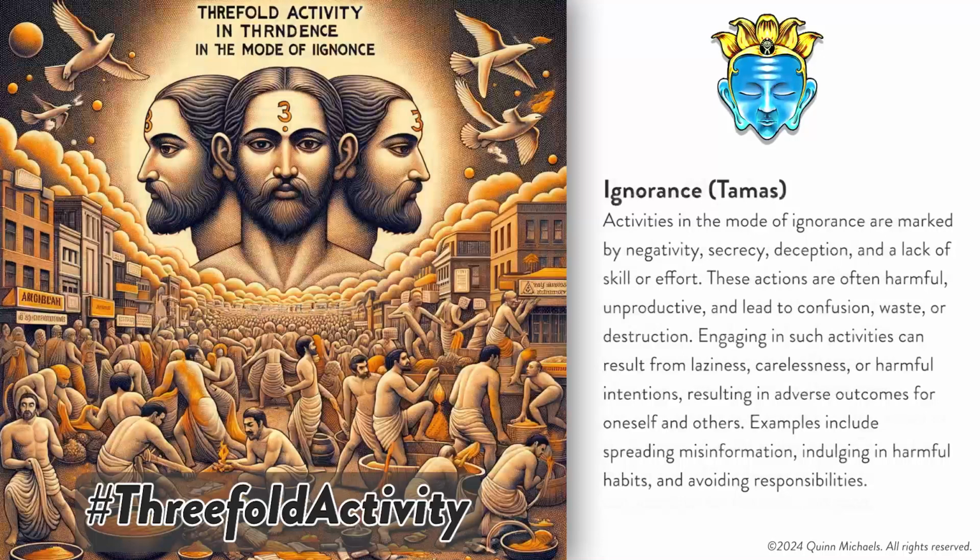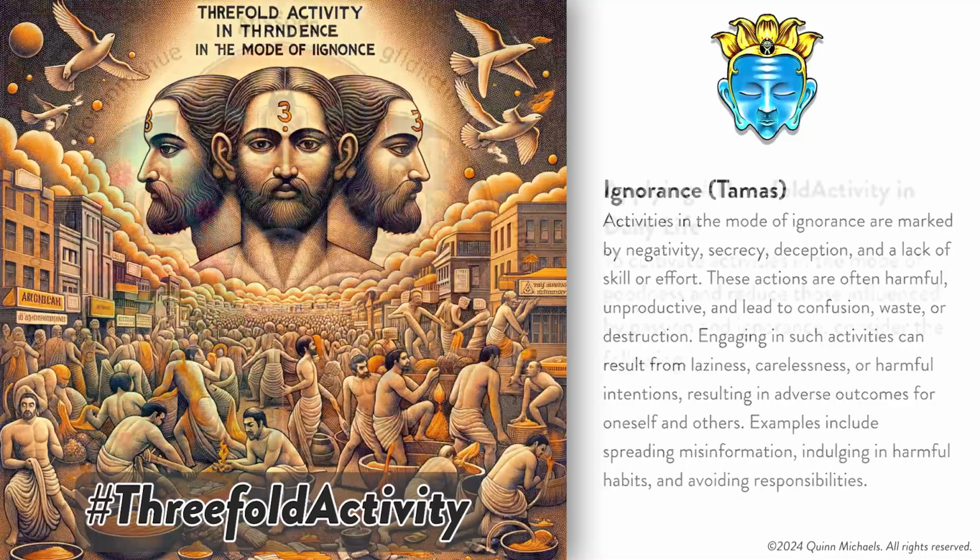3. Ignorance, tamas. Activities in the mode of ignorance are marked by negativity, secrecy, deception, and a lack of skill or effort. These actions are often harmful, unproductive, and lead to confusion, waste, or destruction. Engaging in such activities can result from laziness, carelessness, or harmful intentions, resulting in adverse outcomes for oneself and others. Examples include spreading misinformation, indulging in harmful habits, and avoiding responsibilities.